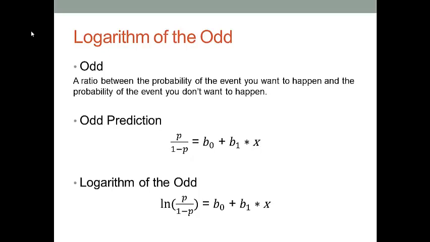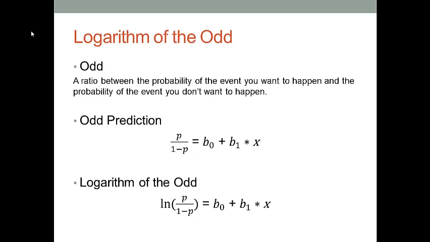We need to do 2 transformations on the dependent variable part in our linear model. First, instead of predicting the probability for a movie to win an Oscar, we predict the odd for that movie to win an Oscar. Here we meet a new concept, an odd. What is it? It is a ratio between the probability of the events you want to happen and the probability of the events you don't want to happen.